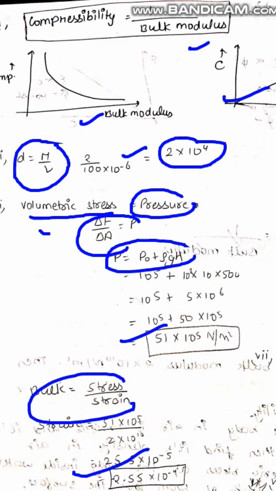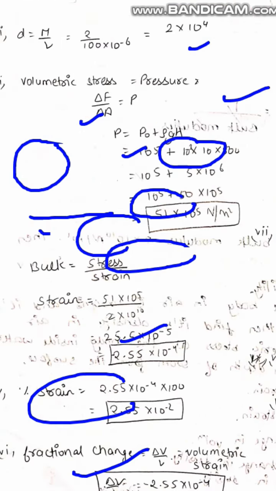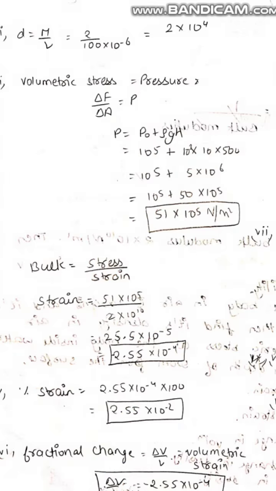Then we have density as mass by volume. So delta D by D is minus of delta V by V over here. From here we can calculate that delta D by D will be delta V by V, which is equal to the volumetric strain as given by this expression. Then we have to find the percentage strain, so multiply this by 100 and you will get the percentage strain.